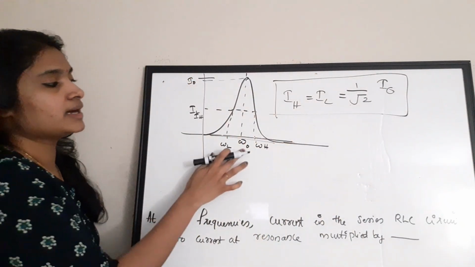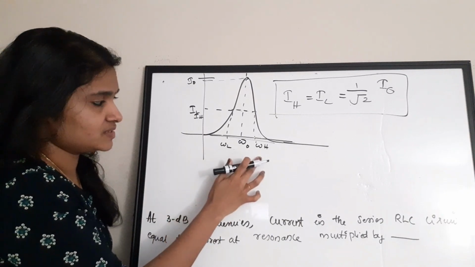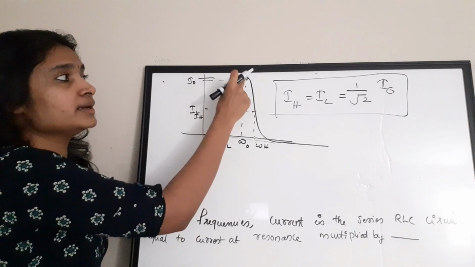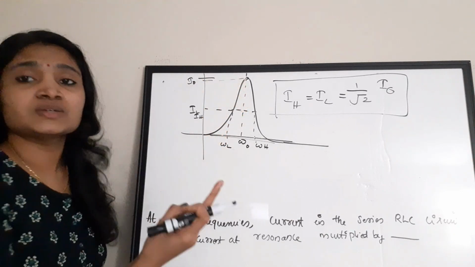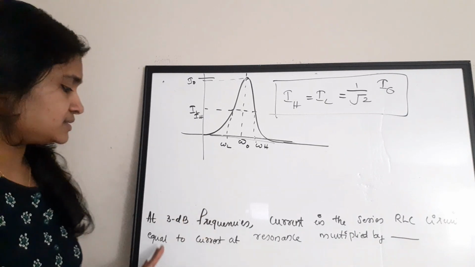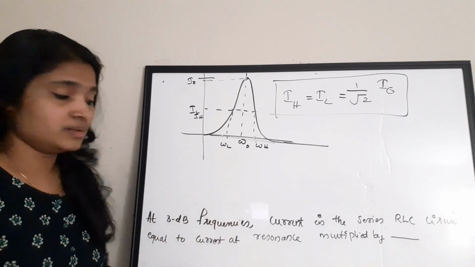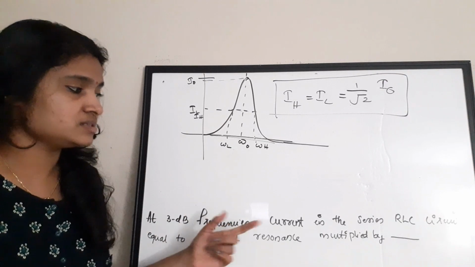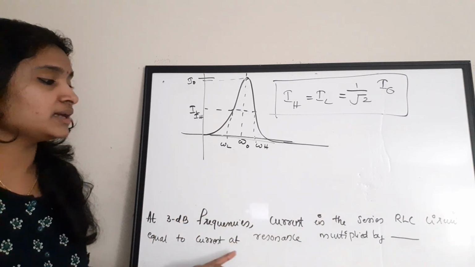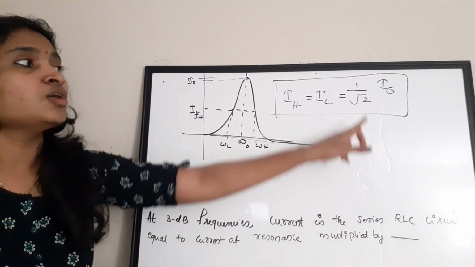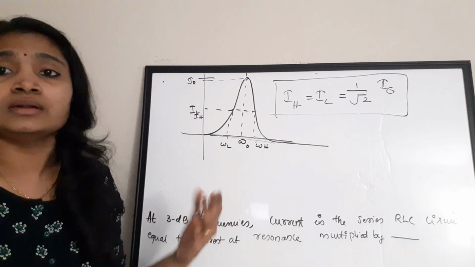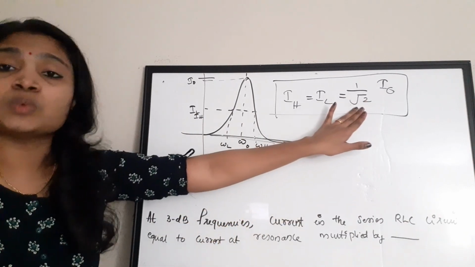Okay, so the current at the two 3 dB frequencies is 1 by root 2 multiplied with the current at the resonance. The resonance current is the peak current or the maximum current. Okay. So the answer is, I'll read out the question once again. At 3 dB frequencies, current in the series RLC circuit equal to the current at resonance multiplied by 1 by root 2 is the answer. The options can be 1 by 2, 1 by 3, likewise. Anyway, the answer is 1 by root 2.